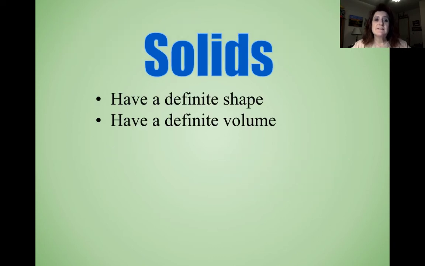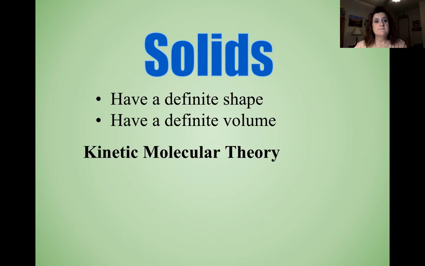First of all, solids. Solids have a definite shape and a definite volume. This jar has a definite shape. It won't change its shape. I could break it, but it won't change its shape automatically. It also has a definite volume. It has a volume that it occupies, and it has a volume that it will also hold.